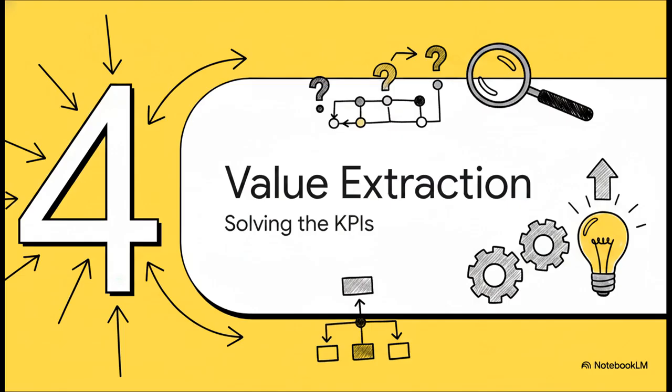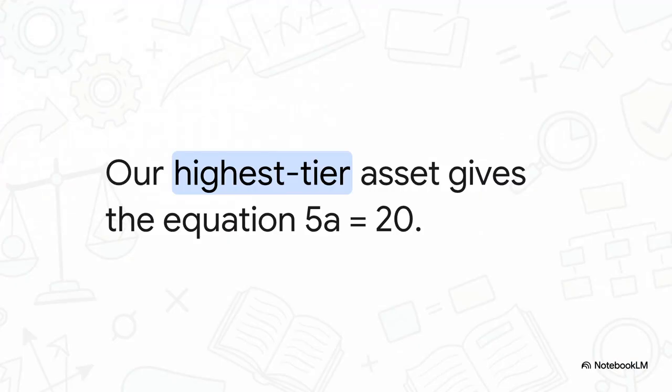Now for phase 4, value extraction. It's time to roll up our sleeves and actually solve these KPIs. Every good audit starts with the most accessible data, right? Our highest tier asset, the x³ term, gives us a really straightforward equation, 5a equals 20. This is our first real foothold. It's the low-hanging fruit that lets us start cracking these variables immediately.